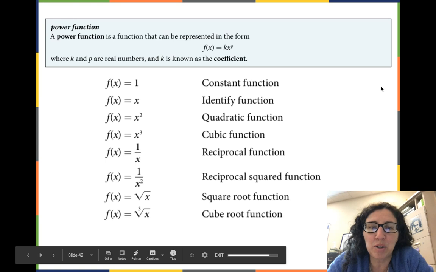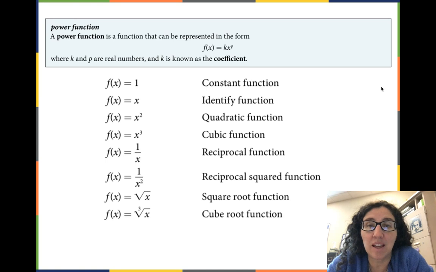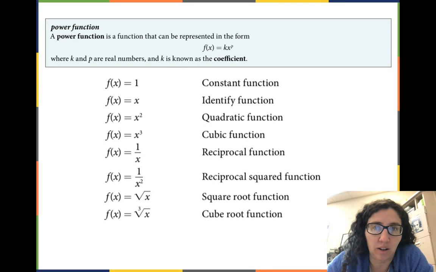All right, we are going to be talking about power functions and polynomials. So a power function, this is kind of an obscure term. You don't have to worry too much about it, but it's something that has this form: some constant k and an x raised to a power. So k and p just need to be real numbers. And k is the coefficient of this x to the p.